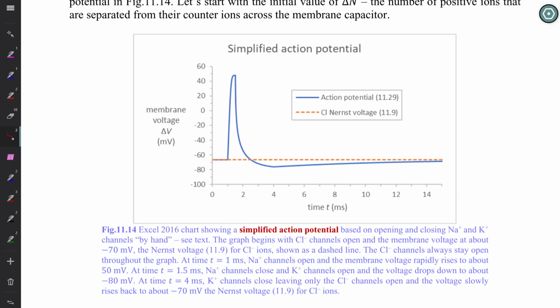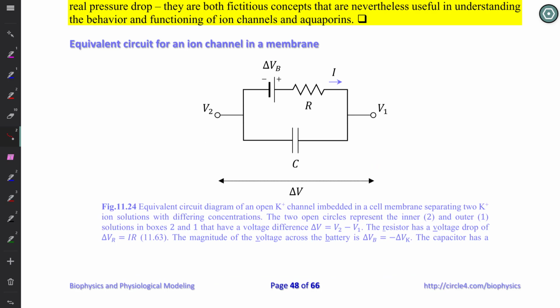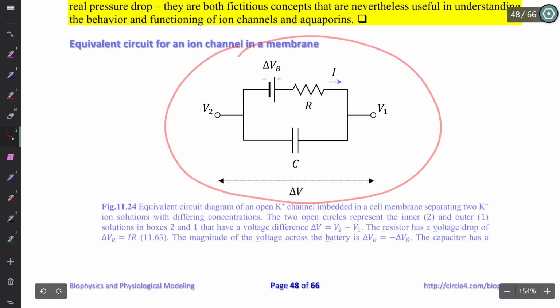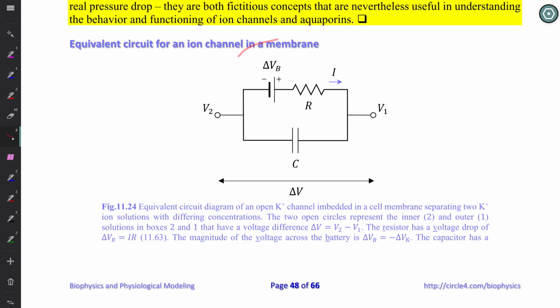Using that model, students are able to develop a simplified model of the action potential. Using those concepts, students are able to be introduced to traditional circuit concepts and develop an equivalent circuit model of an ion channel in a cell membrane.